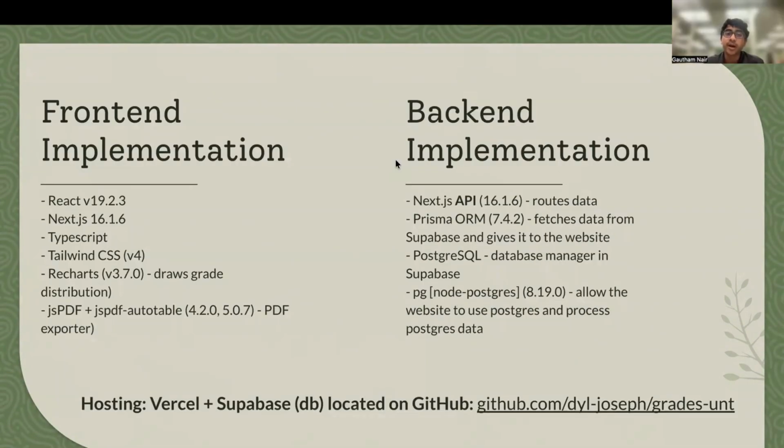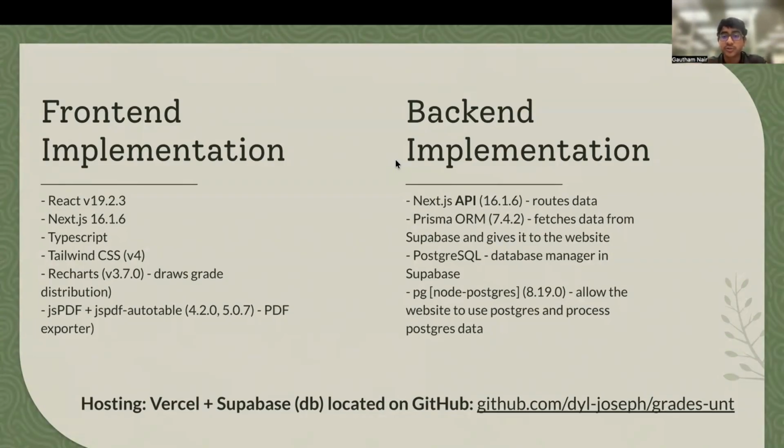And this is a front end and back end implementation for UNT grades. For the front end, we used the React framework for the entire site. And under that, we use Next.js to deal with the API. We use TypeScript for the language and Tailwind CSS for the styles. We use both Recharts and jsPDF as the libraries in the app. Recharts draws the grade distributions, and jsPDF allows the PDFs to be exported really fast.